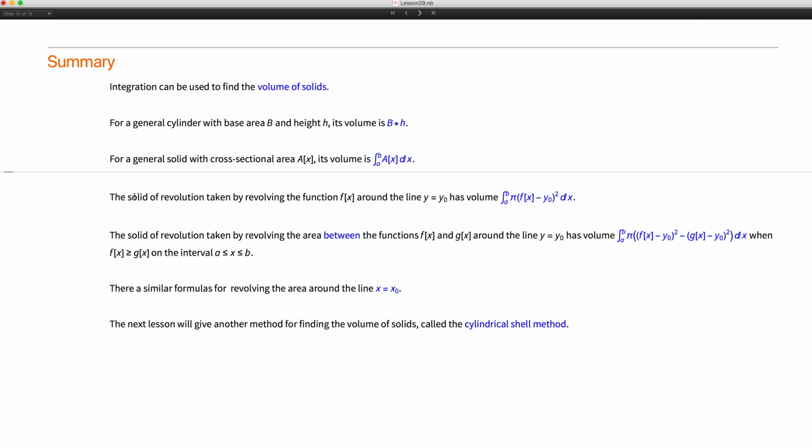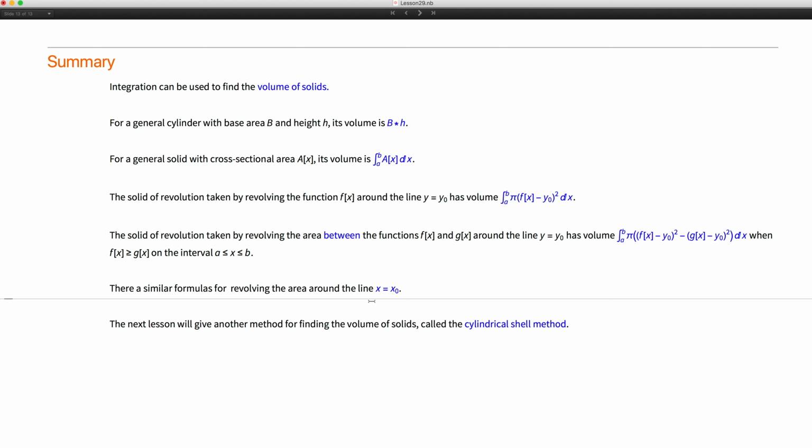If you have a solid of revolution obtained by revolving a function around a certain line, then you can compute its volume using the formula over here. Now, typically, you might just want y to be 0, so you're revolving around the x-axis. But if you have two functions and you want to revolve the area between them, then you apply the washer method and apply the formula over here. And of course, you can repeat the same thing for revolving around the line x equal to x naught.